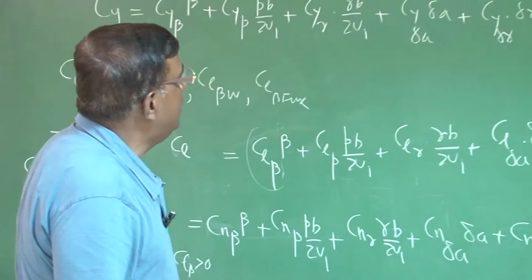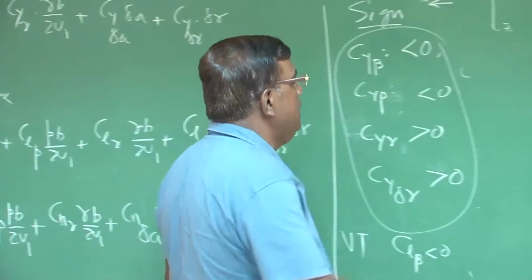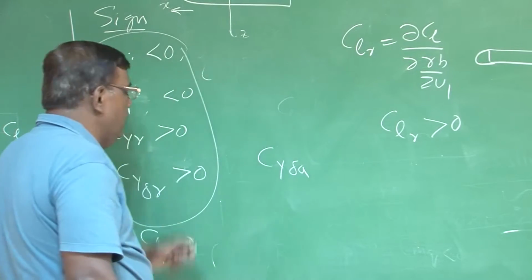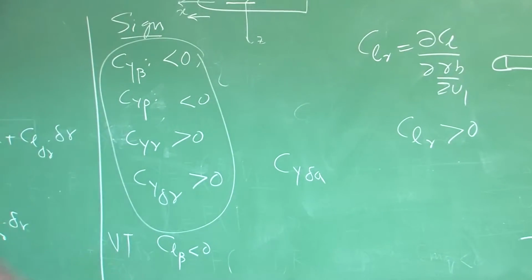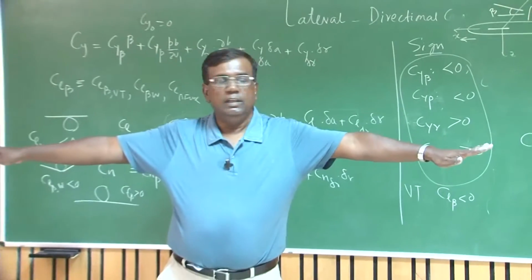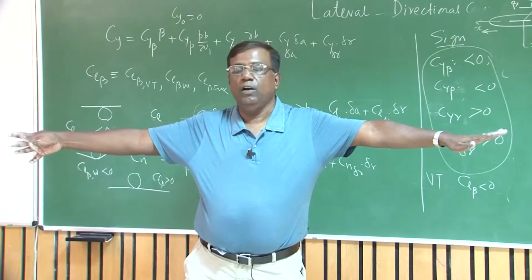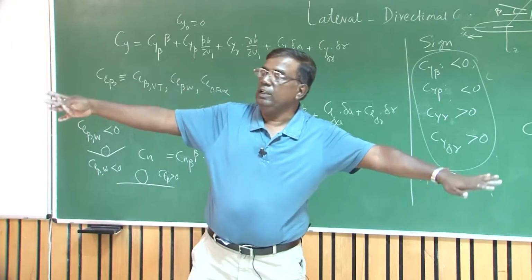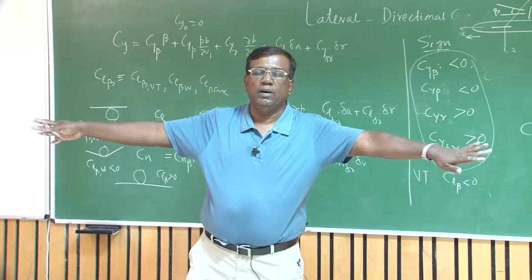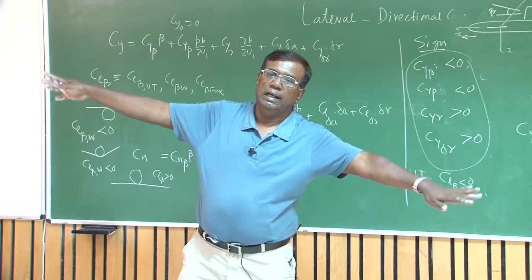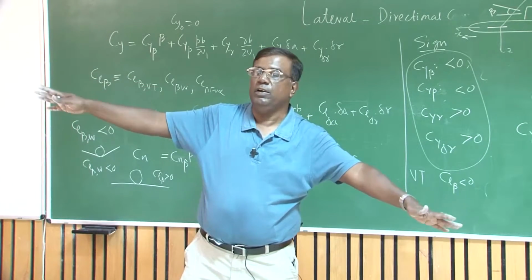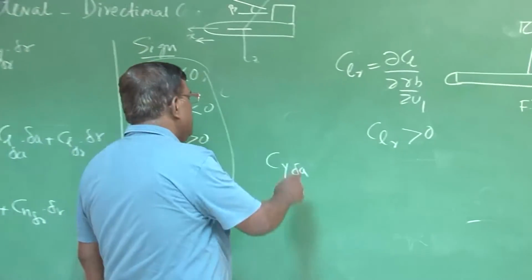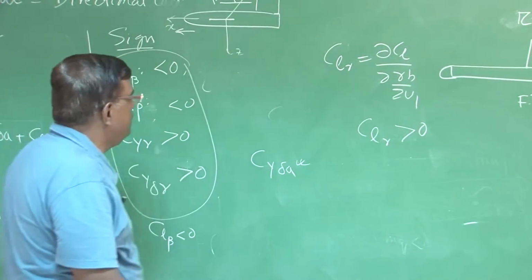Once CLR is over, then Cy delta A and Cy delta R are straightforward, depending upon which way you are deflecting the aileron. If this is my wing, and I put this aileron down and this aileron up, then I will bank like this. So if I define this combination as a positive delta A, then CL delta A is negative. If I define it the other way, CL delta A will become positive. So depending upon the delta A sign, you can pick positive or negative.